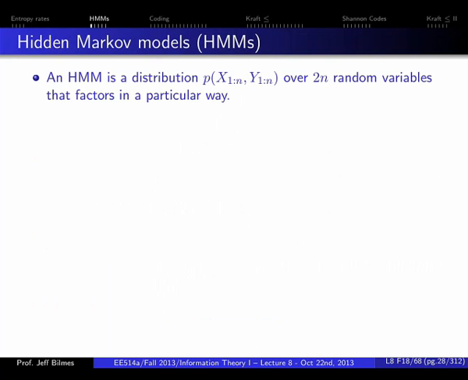Okay, now we're going to talk about hidden Markov models. Raise your hand if you know what a hidden Markov model is. Okay. Very soon, everyone will raise your hand. So, a hidden Markov model really is a probability distribution over 2n random variables, where n is a variable itself, but it's a class of probability distributions over 2n random variables that factors in a particular way.